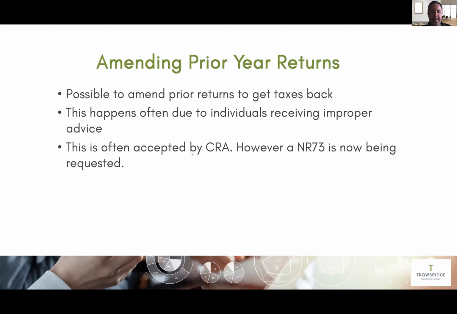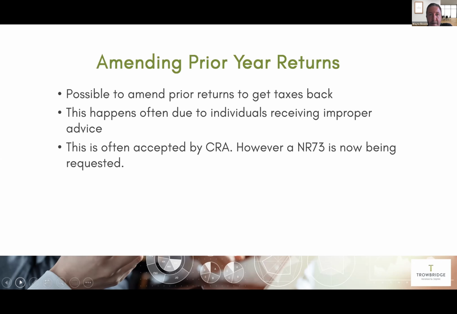So one thing that I'm going to talk about now is amending prior year tax returns. And so what happens is a lot of times people will leave Canada and they won't file the proper tax return. Like they won't indicate that they became a non-resident, and so there's issues with that. So what you can do is you can go back and amend your tax return to turn it from a regular return to a departure tax return.